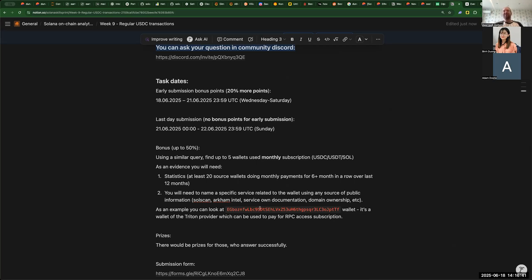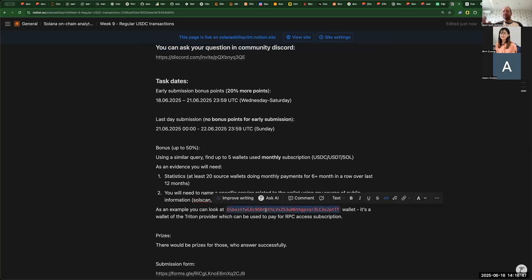For example, I made this example of Triton, which is an RPC service provider, a big one. And they have a wallet, and you can pay with USDC for the service. I think up to some point there were some payments in Solana, but I'm not sure.